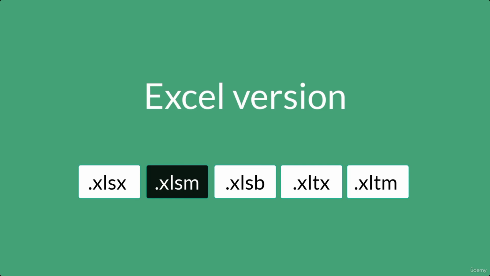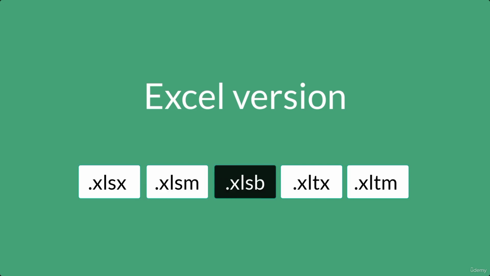Automate tasks in Excel. .xlsb. This file extension is used for Excel workbooks that are stored in a binary format. This format is not as compatible with other versions of Excel.